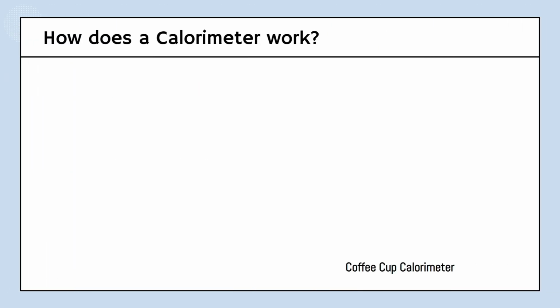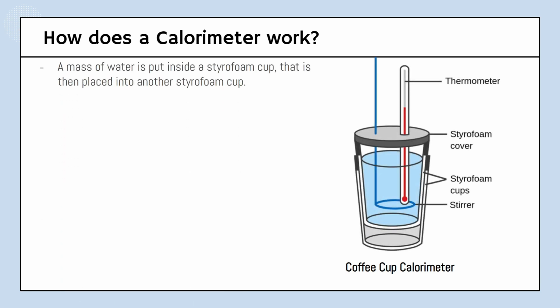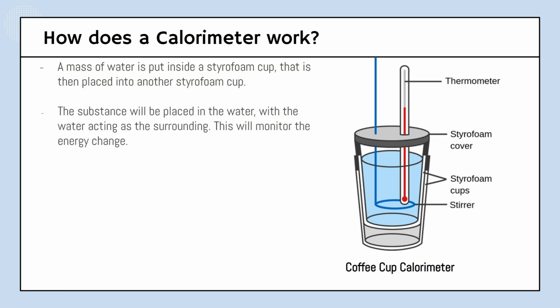So how does a calorimeter work? Let's start with the coffee cup calorimeter. A mass of water is put inside a styrofoam cup that is then placed into another styrofoam cup. The substance will be placed in the water, with the water acting as the surroundings. This will monitor the energy change. Now the water and substance are completely isolated by the styrofoam cups, so this is a fully isolated system.